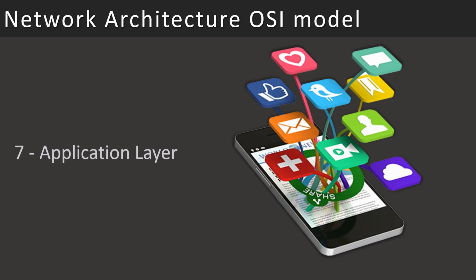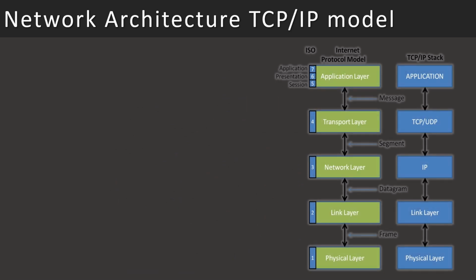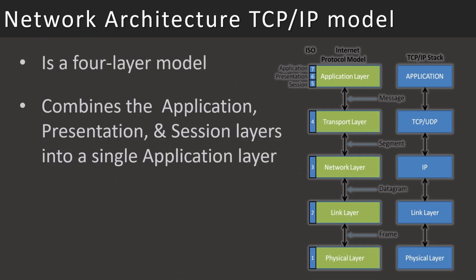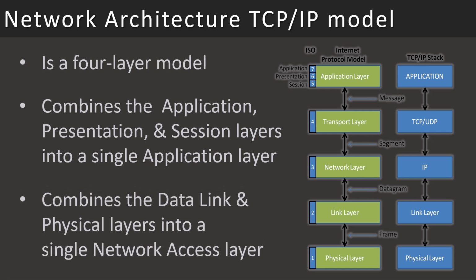OSI is one of the models. We have another one which we call TCP/IP. This is another communication model using the same exact architecture but with a different approach, because it consists of 4 layers, not 7 layers this time. It combines the application, presentation, and session layers into a single application layer, as well as combining the data link and the physical layers into a single network access layer.